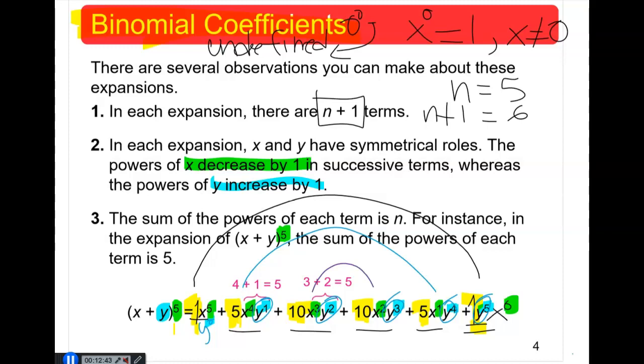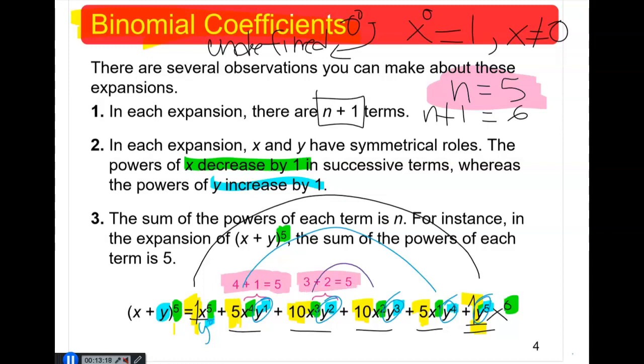So if we add the degrees of each variable, or add the exponents of each term, such as we have here with x to the 4th times y to the 1st, if you add 4 plus 1, you will get 5. And 5 happens to be the biggest exponent, or the degree of the polynomial. If we check the next one, we have x to the 3rd and y squared. So 3 plus 2 is also equal to 5.